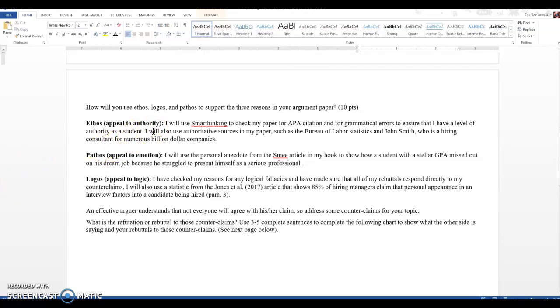Another way is by using sources who have ethos themselves. So if you look at my example, to up my own authority, I said I'm going to use Smarthinking to check my paper for APA citation and for grammatical errors to ensure that I have a level of authority as a student. That I can claim to be somebody whose argument should be taken seriously.